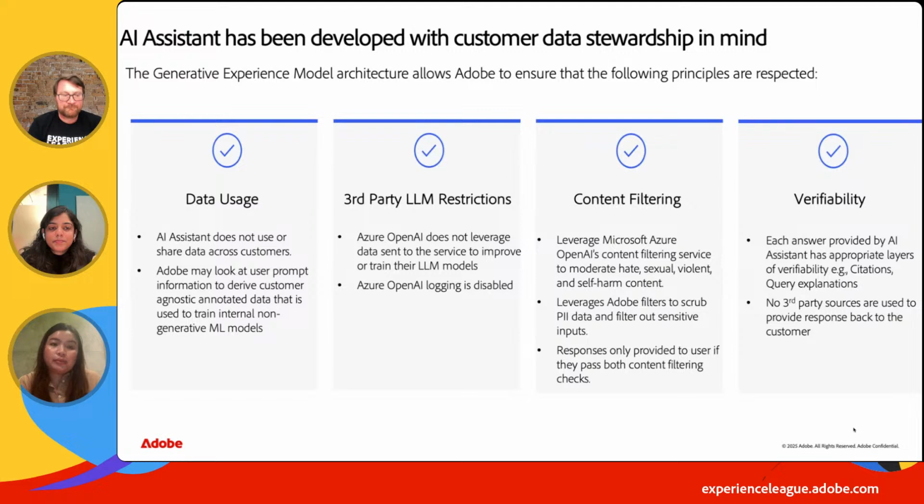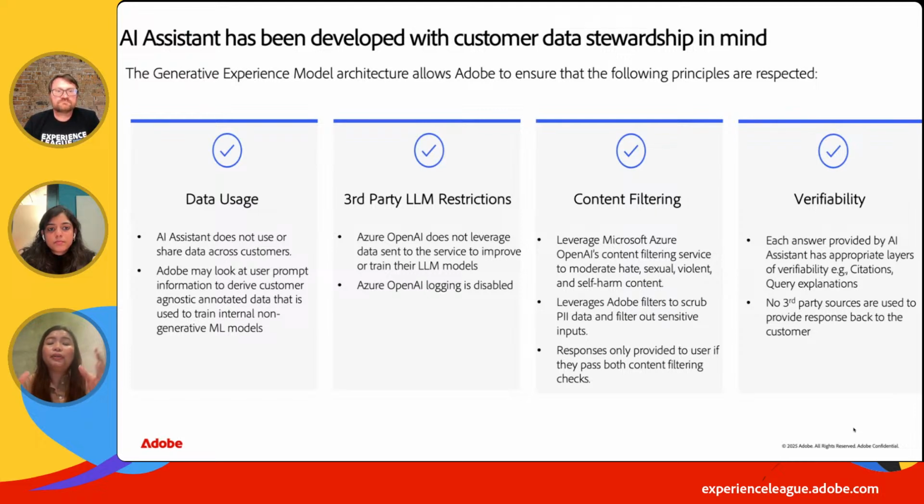Additionally, I also want to point out that AI Assistant has been developed with customer data stewardship in mind. Specifically, the generative experiments model allows Adobe to ensure that, firstly, when it comes to data usage, AI Assistant does not use or share data across customers. We look at user prompt information to derive customer agnostic annotated data, and this is used to train our non-generative ML models to become better and more efficient in answering your future questions. We also restrict third-party large language models. OpenAI does not leverage data sent to the service to improve or train their models, and logging is disabled.